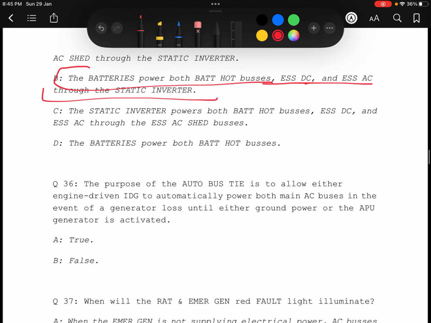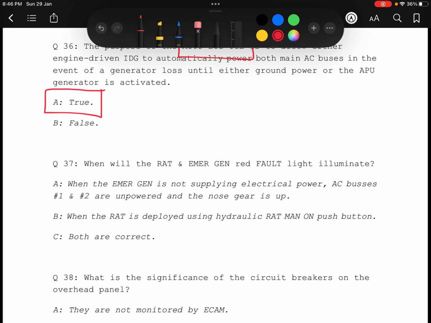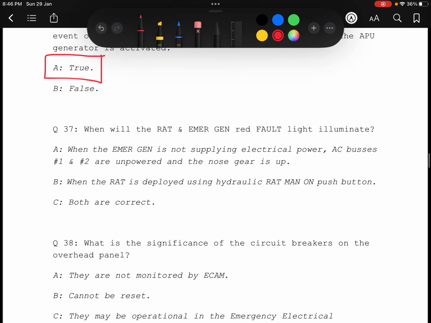It's Bravo. The purpose of the auto bus tie is to allow either engine driven generator to automatically power both AC buses in the event of generation loss until either ground power or the APU generator is active. Yes, exactly. This is the function of the auto bus tie. We have discussed this question before. When will the RAT and emergency red fault light illuminate?